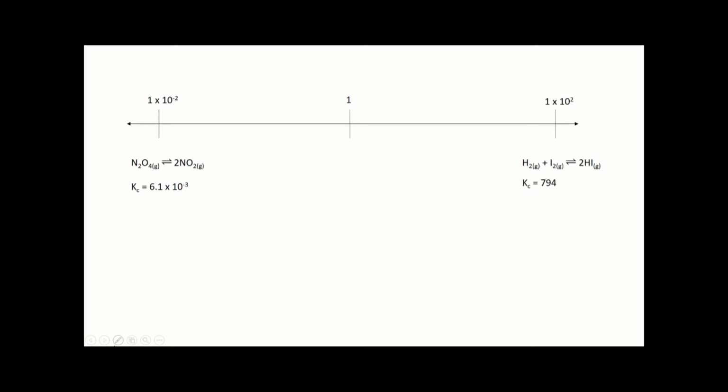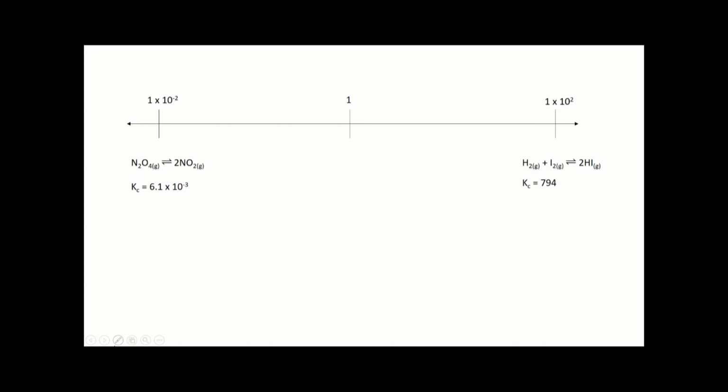Here on the other side, our Kc is 794. That's the other way. We have the equilibrium between hydrogen and iodine gas, and that's actually got no units at all. So have a look at the NO2 formation. You can see that from that equilibrium constant, 6.1 times 10 to the minus 3, most of what you'd have in your reaction mixture is going to be N2O4, because the equilibrium is shifted well over to the left.